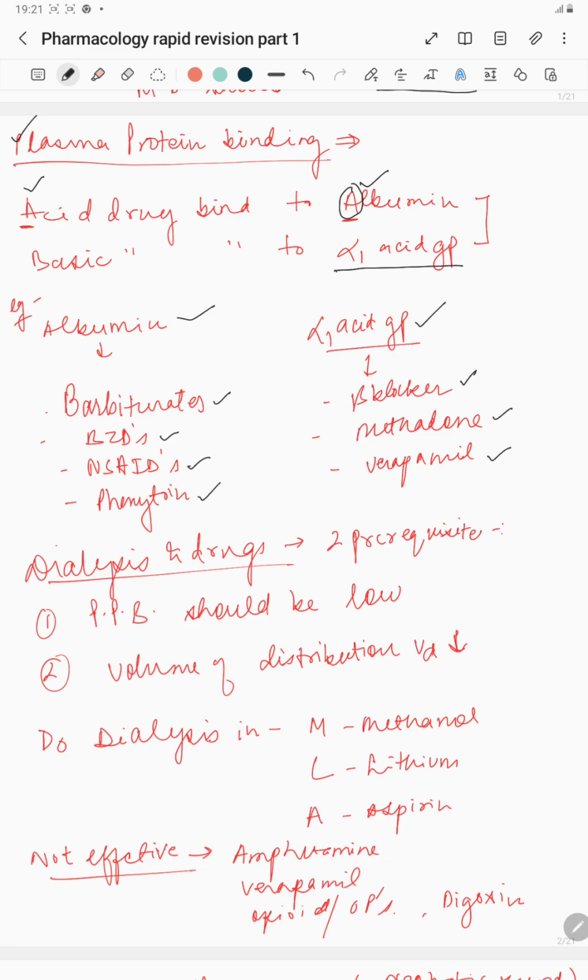are all basic drugs. Next topic is dialysis and the drugs. There are two prerequisites that the drug must follow for dialysis. Plasma protein binding should be low, and the volume of distribution should also be low. So there are some drugs in which we can do dialysis, like in methanol poisoning, lithium poisoning, or aspirin poisoning. The drugs in which dialysis is not effective are amphetamines, verapamil, opioids, organophosphorus poisoning, and digoxin poisoning.